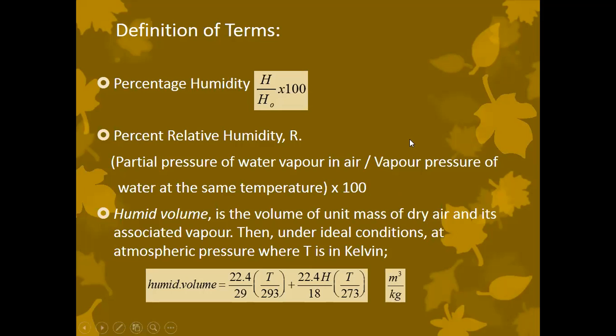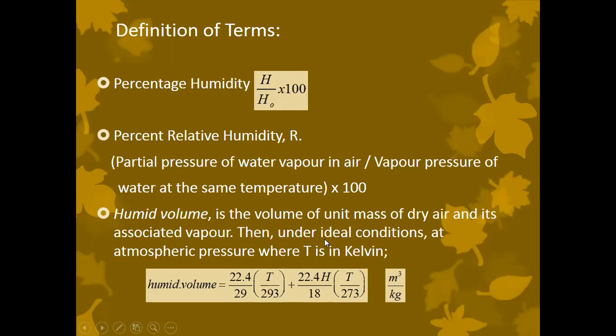As long as you're given the temperature, you can have this value presented here in the formula for percent relative humidity, or you can just simply substitute it in this formula. Now, when we speak of humid volume, actually, it's just the opposite of the density of your air-water vapor mixture based on the unit. So it's the reciprocal of its density. In terms of its definition, it's the volume of the unit mass of dry air and its associated vapor. I have said it's already a mixture of water vapor and air.